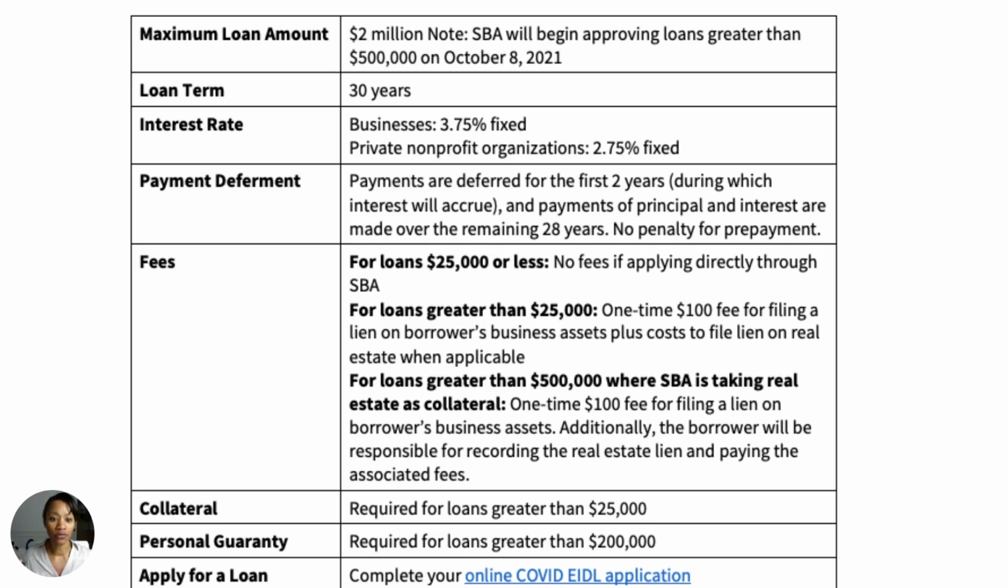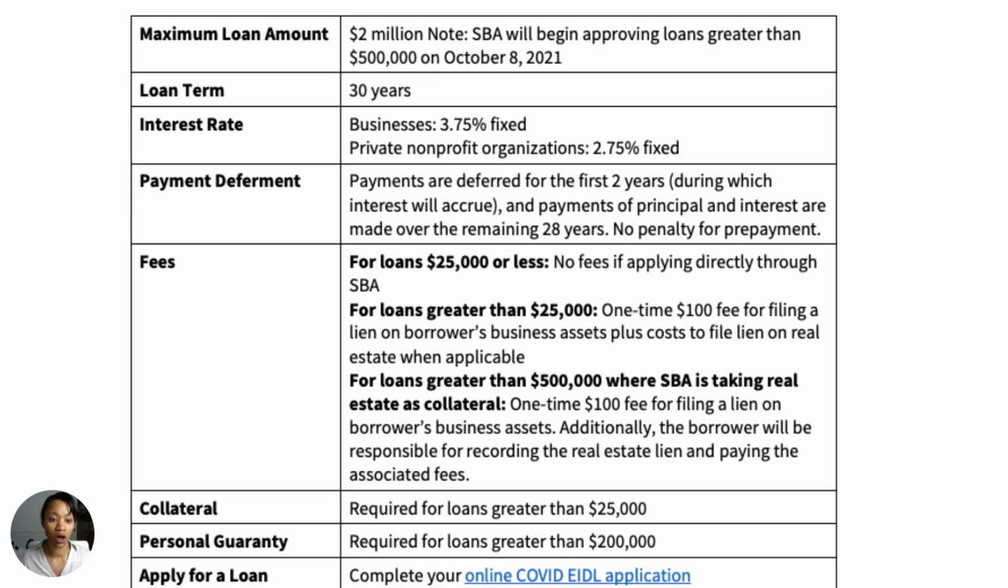What are the loan amounts? $2 million is the max loan amount that you can be approved for. This information was just released. It's off of the SBA website, the frequently asked questions document. I will link this document in the description section. Any loans greater than $500,000 will be approved after August the 8th.